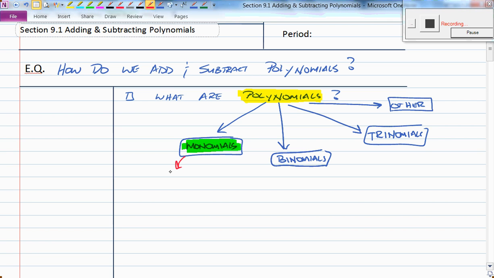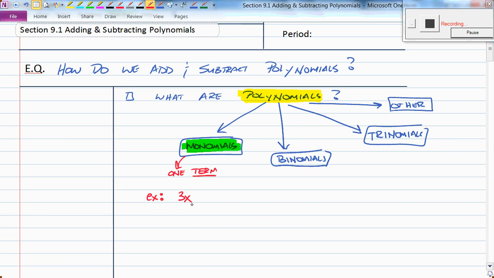Monomials have one term. Let me give you an example of a monomial. 3x. That's an example of a monomial. Now, is a monomial also a polynomial? Yes, it sure is. It's a certain type, right? Just like a Honda is a certain type of car, or a Nike is a certain type of shoe. It's a brand. It fits in there. So monomials are types of polynomials.